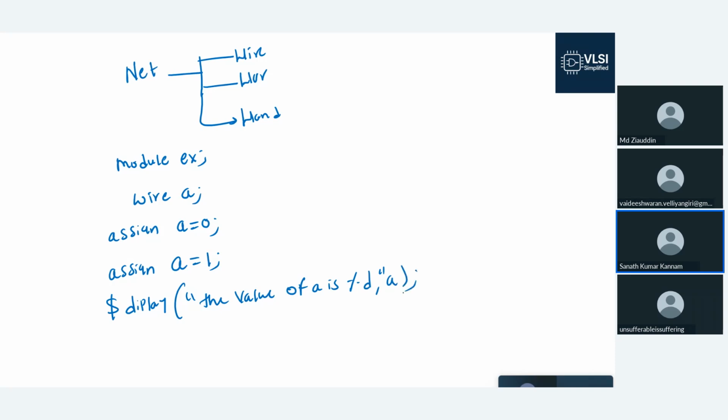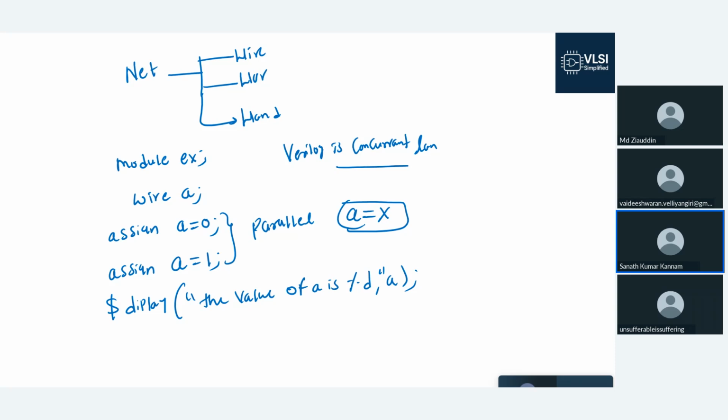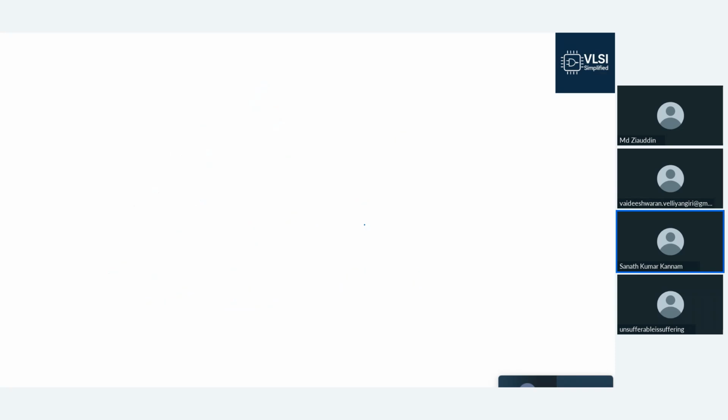Now, what is the value of A? We know that Verilog is a concurrent language, so two instructions will execute in parallel. That means the compiler can't understand what the value of A is. So in the end you'll get A equal to X.